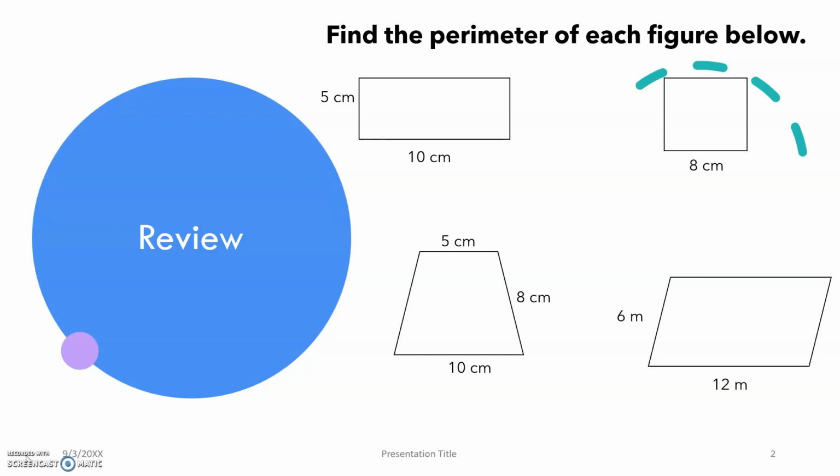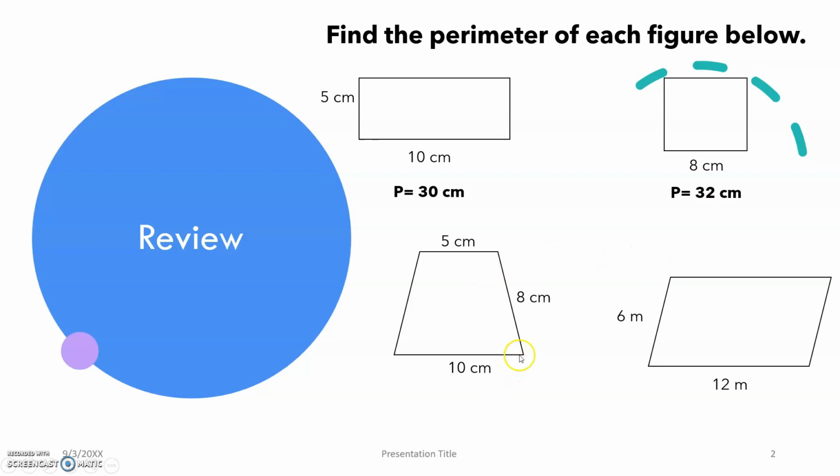So find the perimeter of each figure below. For our rectangle figure, we have 5 centimeters width and 10 centimeters length. So what is the perimeter? The correct answer is 30 centimeters. For the next figure, we have a square and one side measures 8 centimeters. What is the perimeter? The correct answer is 32 centimeters.